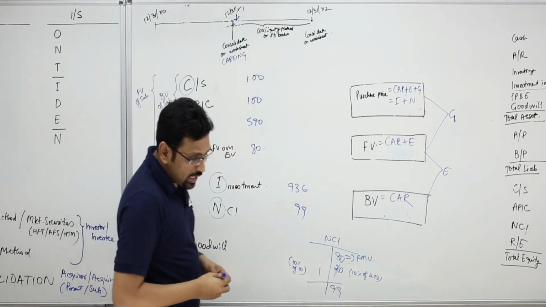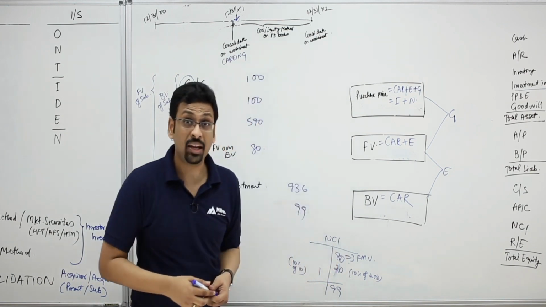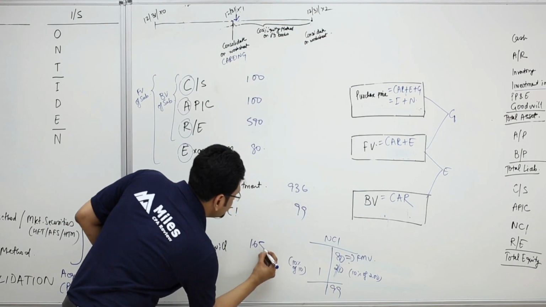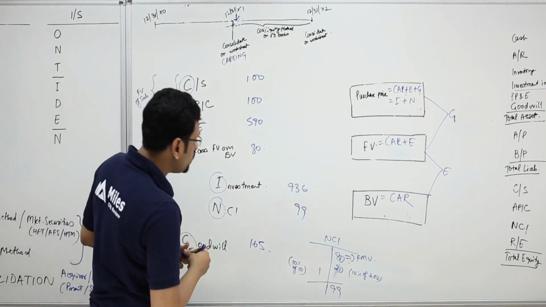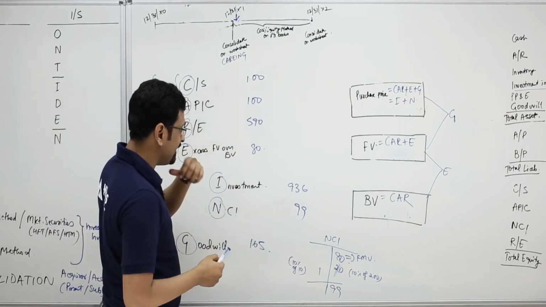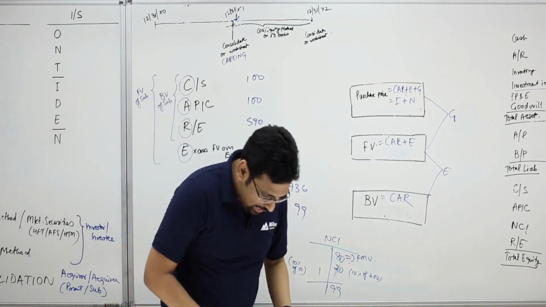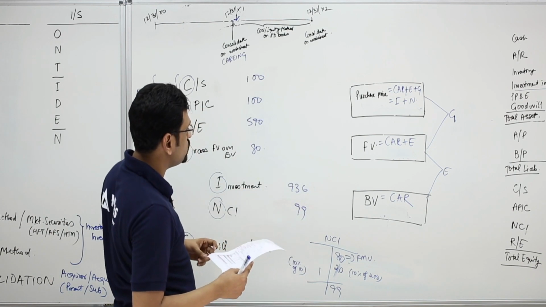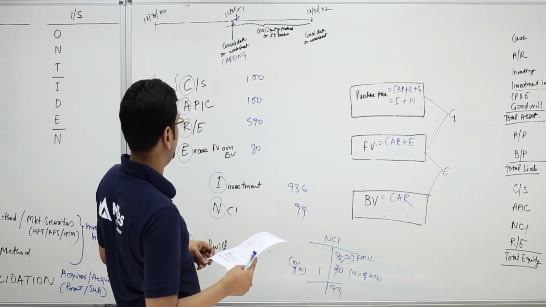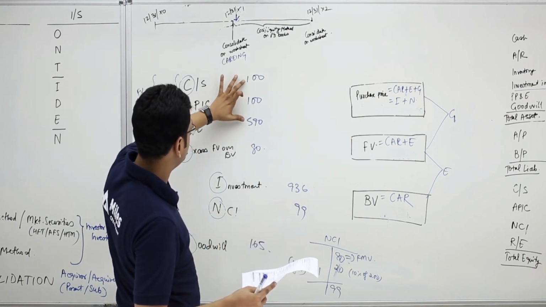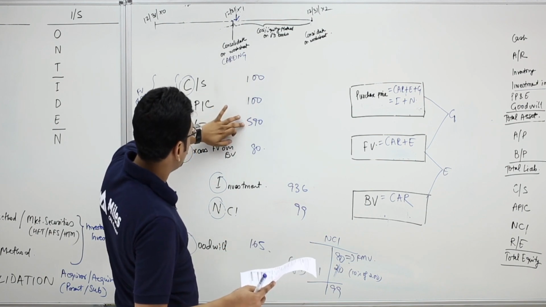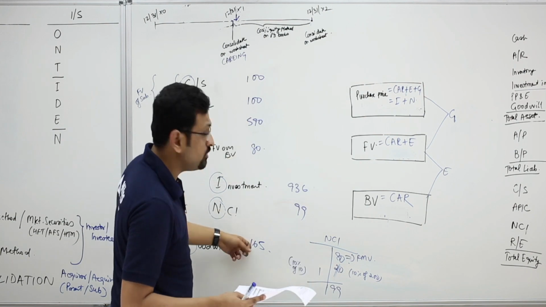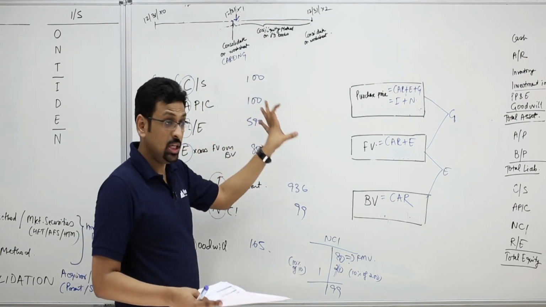Now your goodwill was 190 at the beginning of the year. $25 impairment ends up being 165. Now you want to check whether the debits and the credits are the same. So on this side you have 936 plus 99. That gives you 1,035. Here you have 790, 790, 870, 870, 935, 1,035. So your debits equal your credits.